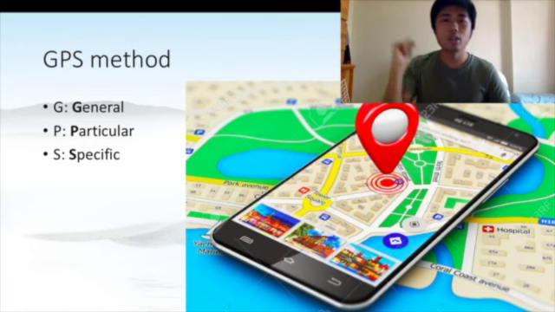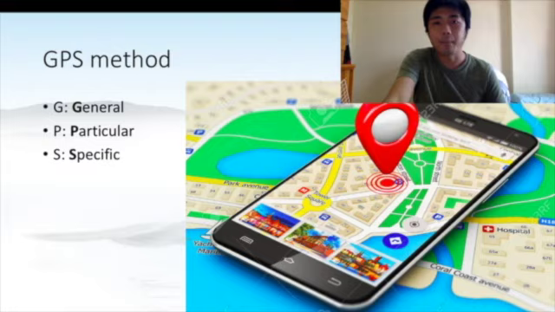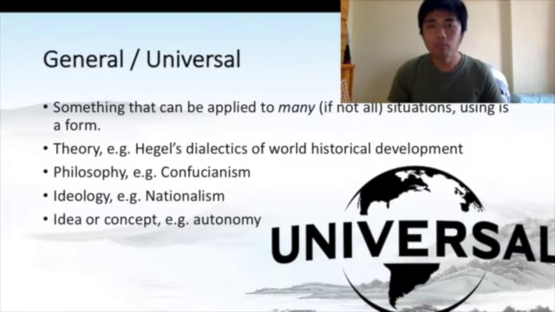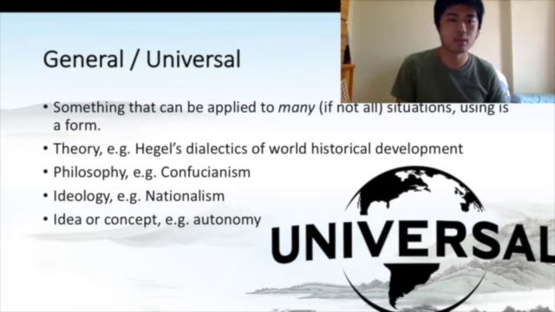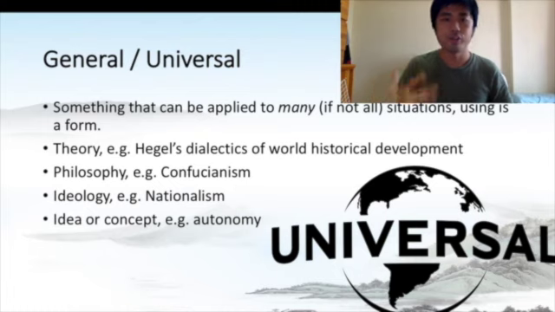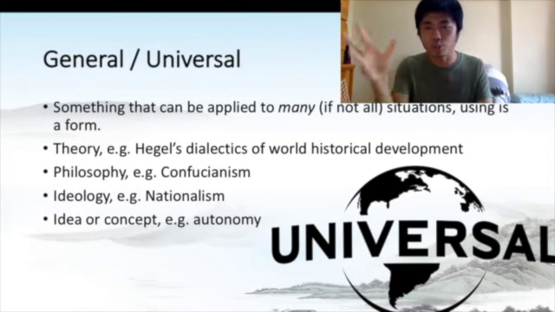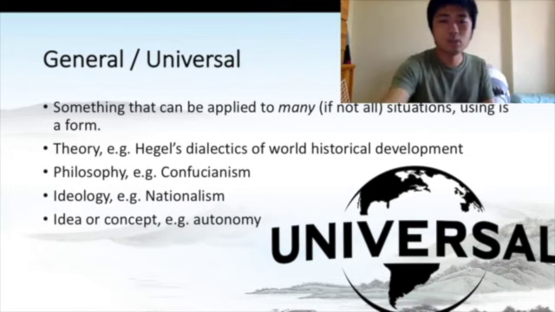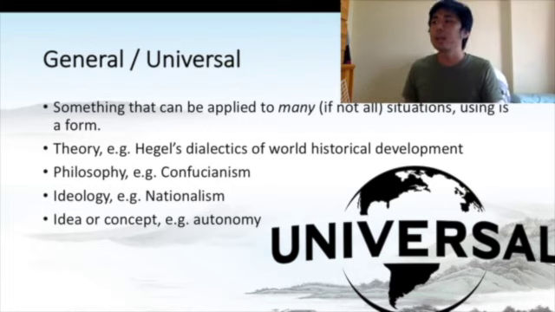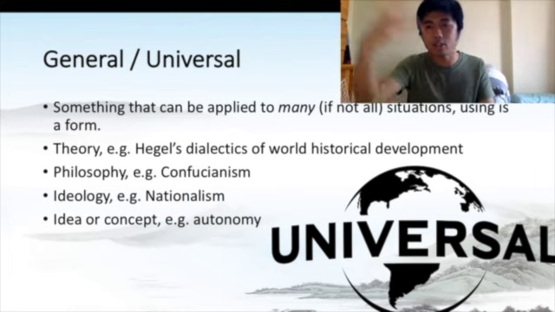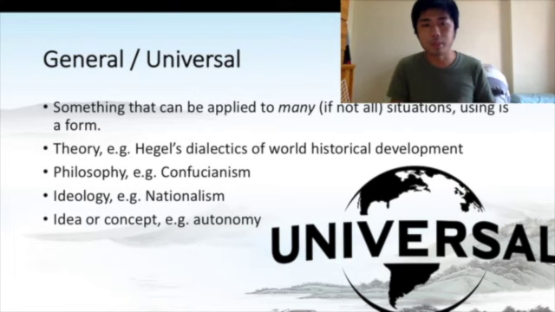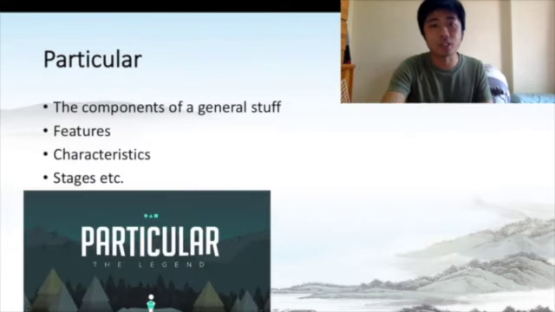GPS stands for general, particular, and specific. General refers to universal statements that cover many cases, if not all cases. They are usually theories, for example Hegel's dialectics. Many philosophies are general theories. We use them in essays. Also, we have ideologies like nationalism. Nationalism is a general idea. An idea or simple concept can also be a general statement, like autonomy, because autonomy refers to many situations. It can refer to the state or an individual.